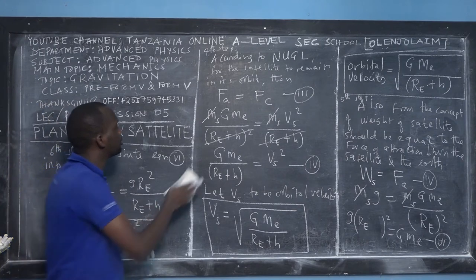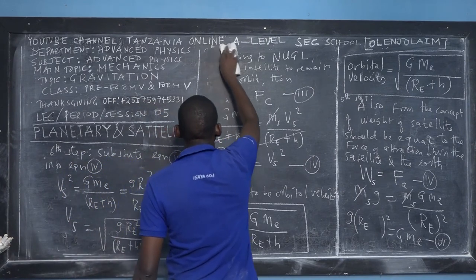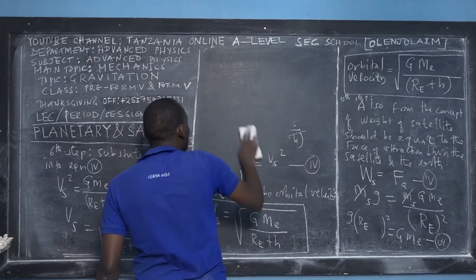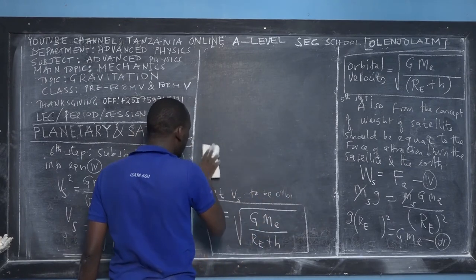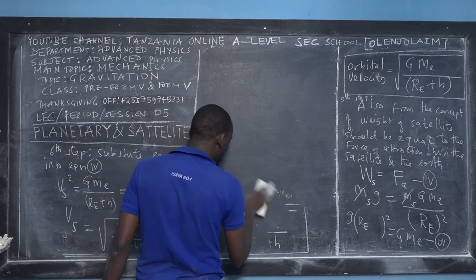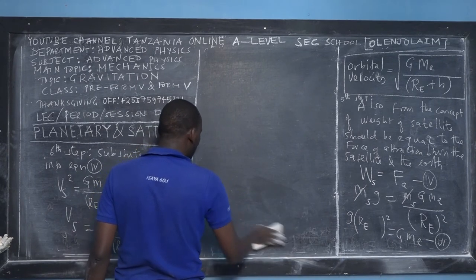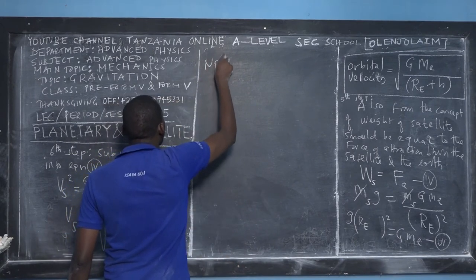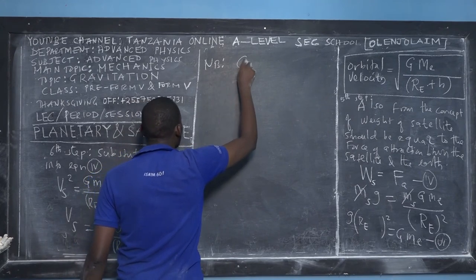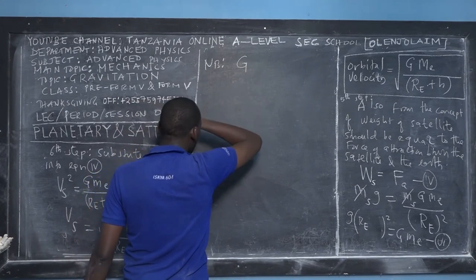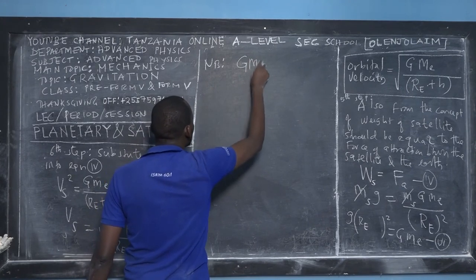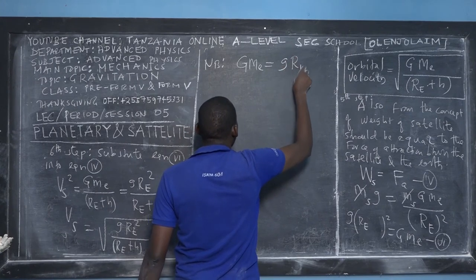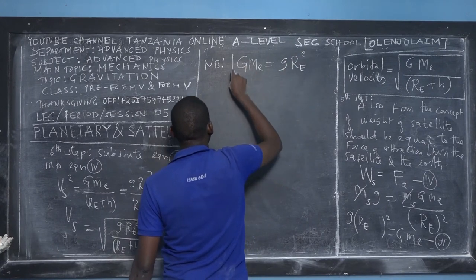I would like to insist on something important. You have to bear it in mind for the rest of your life. This concept is the relationship between the universal gravitational constant, the mass of the Earth, and the radius of the Earth. Note this. In gravitation, you have to remember that the universal gravitational constant times the mass of the Earth is always equal to the acceleration due to gravity times the radius of the Earth squared. So bear this in your mind, please.